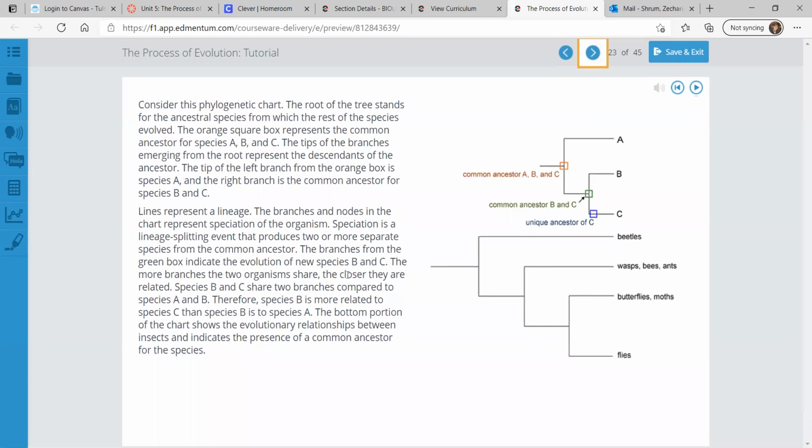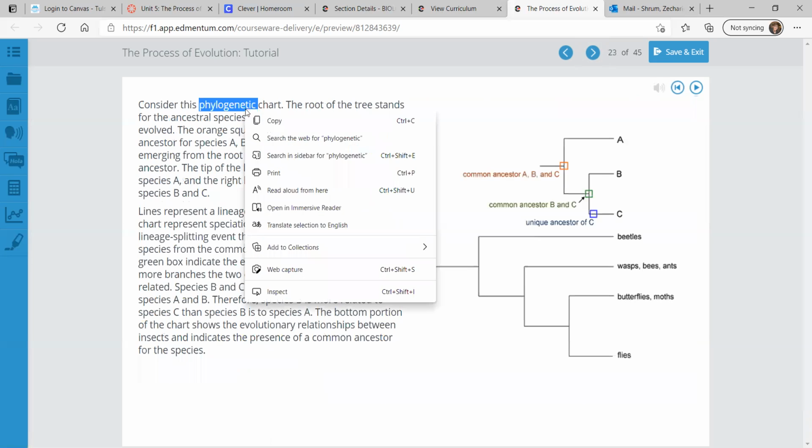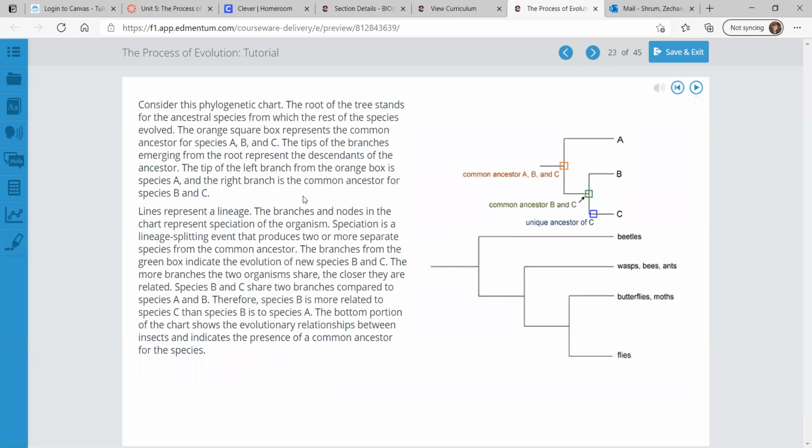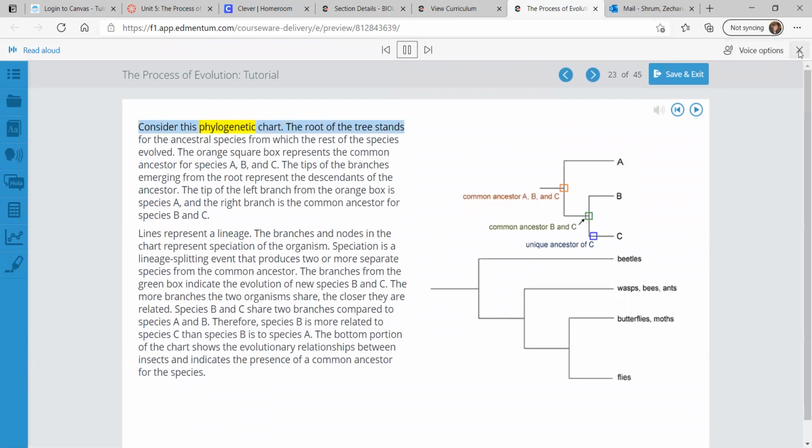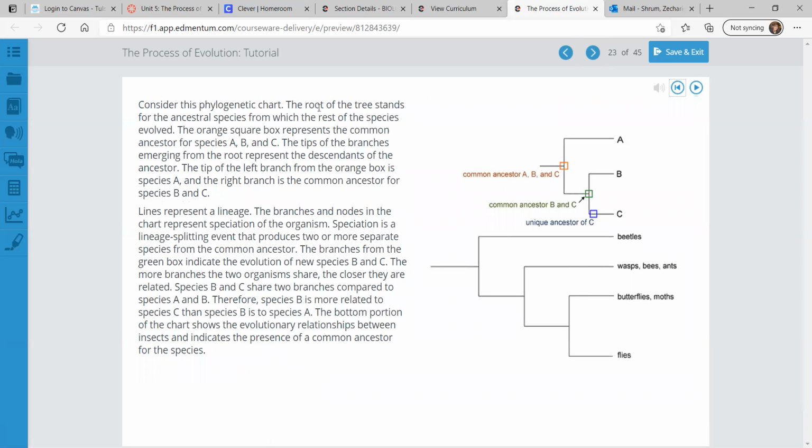So here is an example of this phylogenetic chart. Let's read aloud, just in case. A phylogenetic chart looks something like this, where it starts out here, branches off, continues branching off and off. So we have these points right here, labeled here, that would be known as a common ancestor.